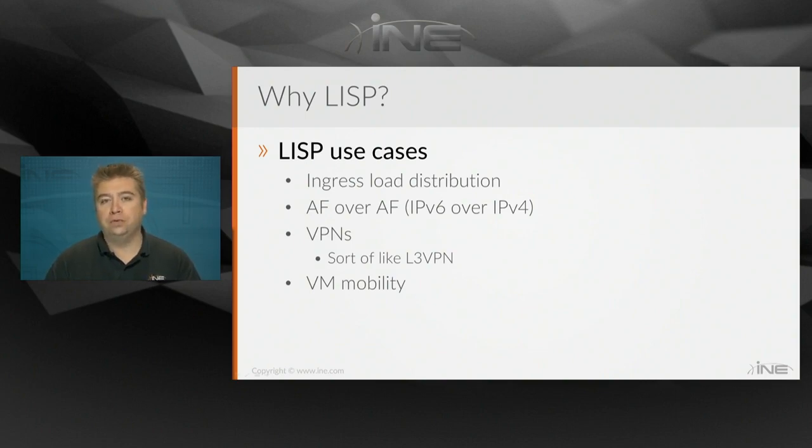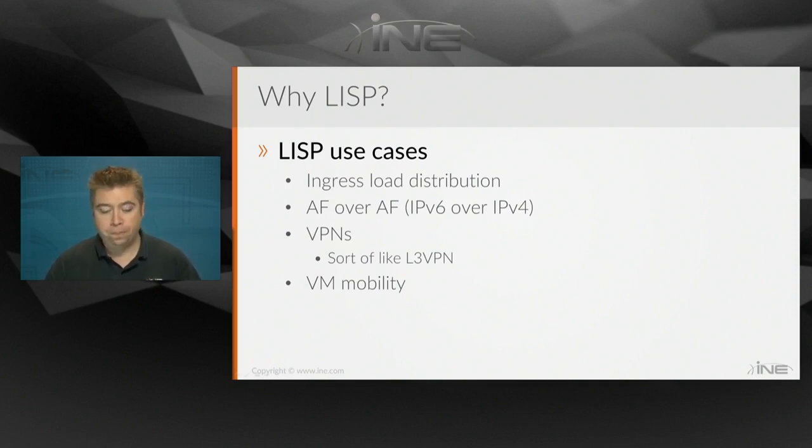And then the other one is for VPN service, similar to MPLS Layer 3 VPN, where we could separate the network into multiple logical routing tables based on VRFs, and then encode the routing table information into the data plane of the tunnel to separate one customer's traffic, or one department's traffic, from another.